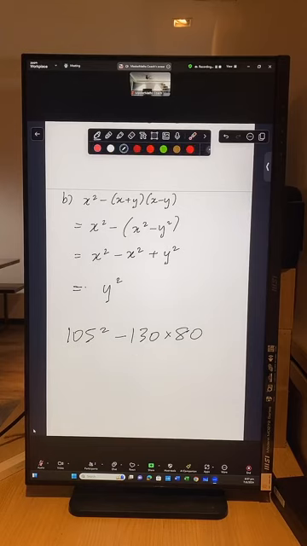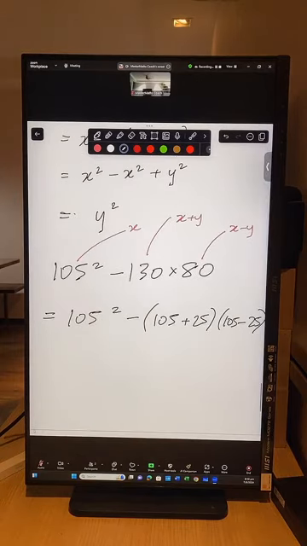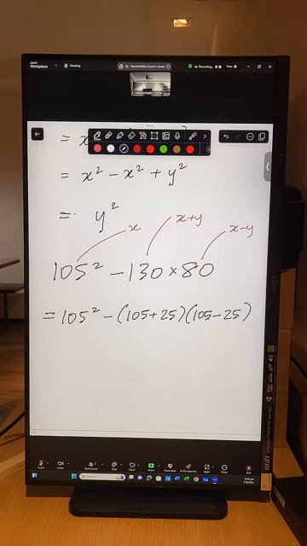Because this will be x plus y, and this will be x minus y. And this is my x. So 105 square minus 105 plus 25. Okay, let me rewrite that. It's a bit unclear, I think. 105 square minus 105 plus 25, which will give me 130. 105 minus 25, which will give me 80.